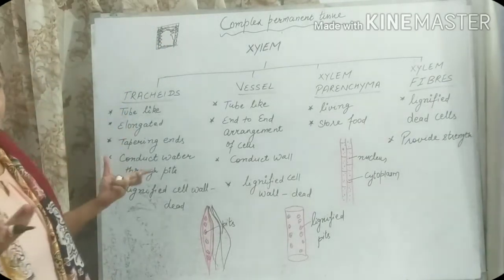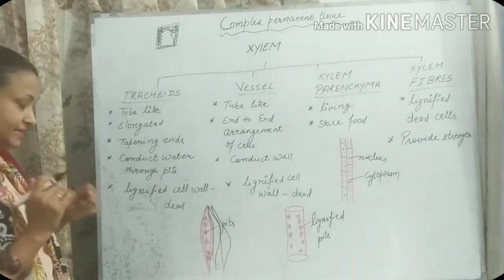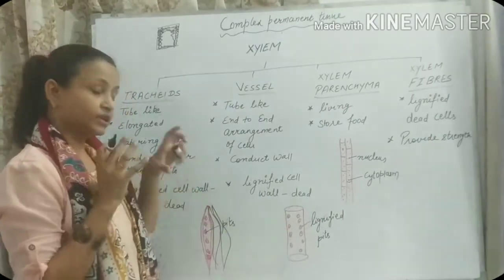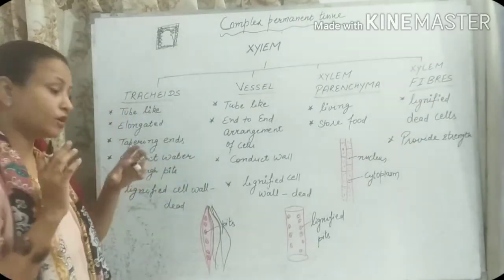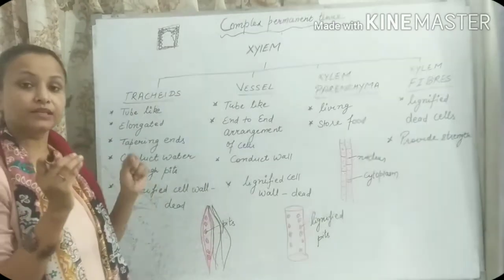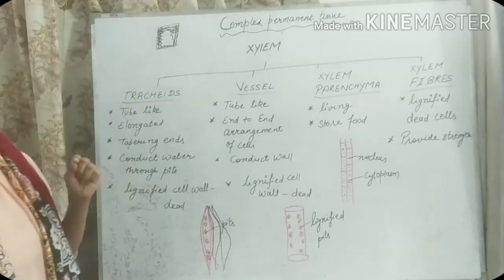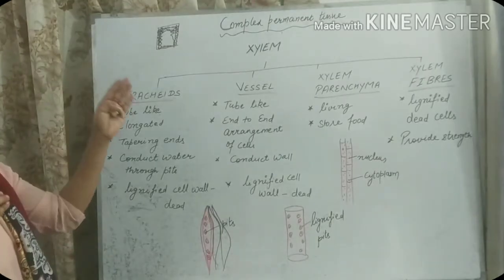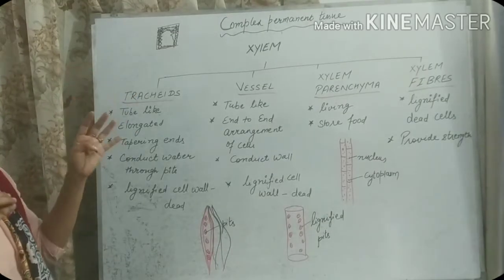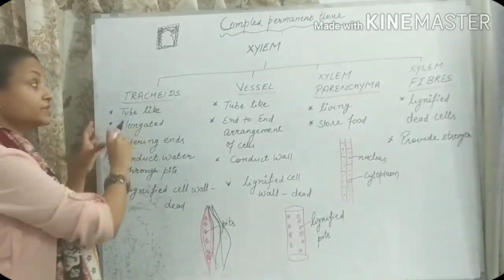So there is no type of cell organelle present in the dead cells. Only a thicker lignified cell wall is present here, and this kind of cell wall has pits, meaning small holes through which the water is conducted either vertically, such as in vessels, and horizontally, such as in tracheates. So is it clear to you?